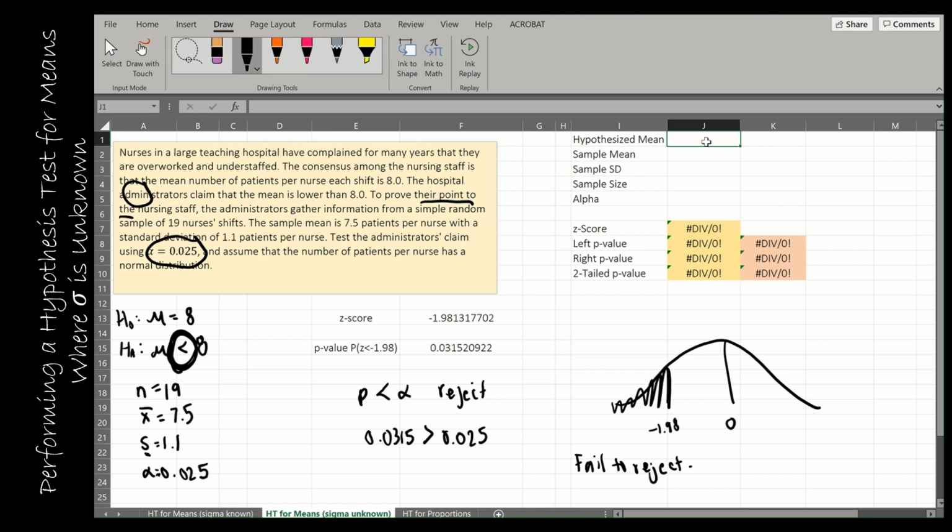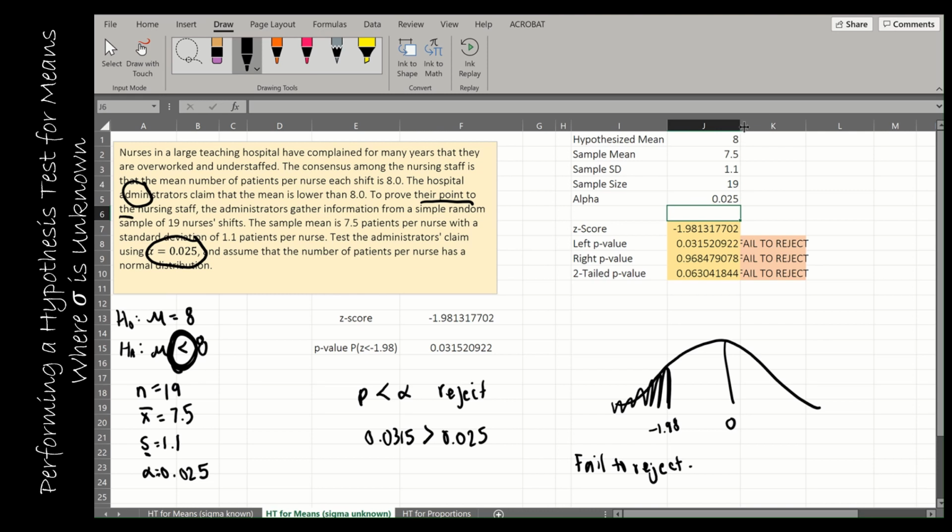Now, of course, I'm going to go through how I set up my spreadsheet. My hypothesized mean is 8. My sample mean was 7.5. My sample standard deviation was 1.1. My sample size was 19. And then alpha was 0.025.